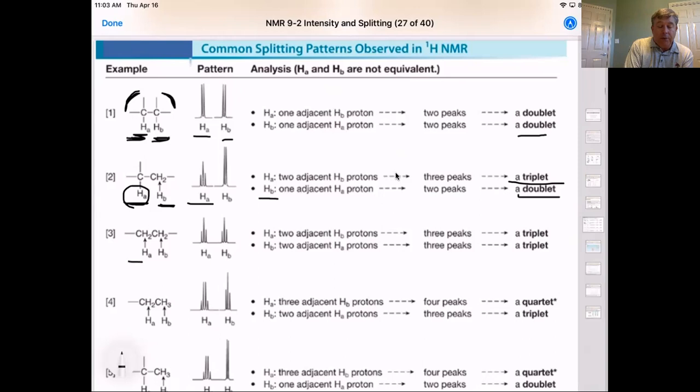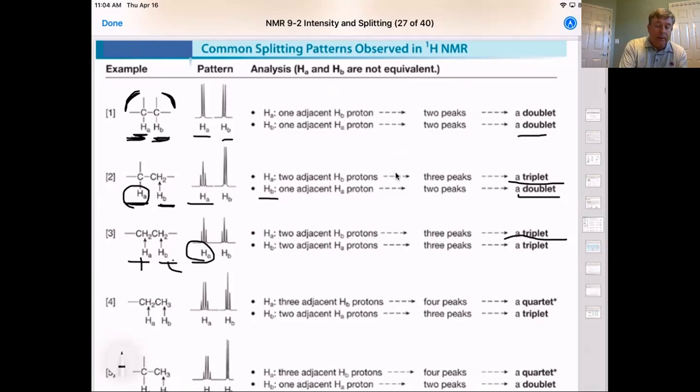So now we have 2 hydrogens that are equivalent on 1 carbon and 2 hydrogens that are equivalent on the adjacent carbon. Okay, so if we look at hydrogen A's here, we get 1 peak for those 2 hydrogens that are on that carbon, and then we have 2 hydrogens adjacent to it, so we should get 2 more peaks from those 2 adjacent hydrogens, giving us a total of 3 peaks, or a triplet here, okay?